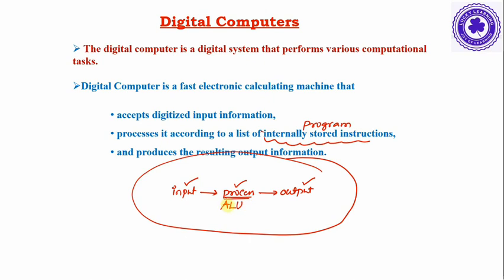And that input is to be processed according to internally stored instructions, where the instructions are stored in the memory. It means it requires a memory. And this input, ALU, output, and memory module are all controlled by the processing unit. In that processing unit, it requires one component called the control unit. So to perform these operations, it requires input, output, ALU, control unit, and memory unit. And these are the 5 functional units of a computer.